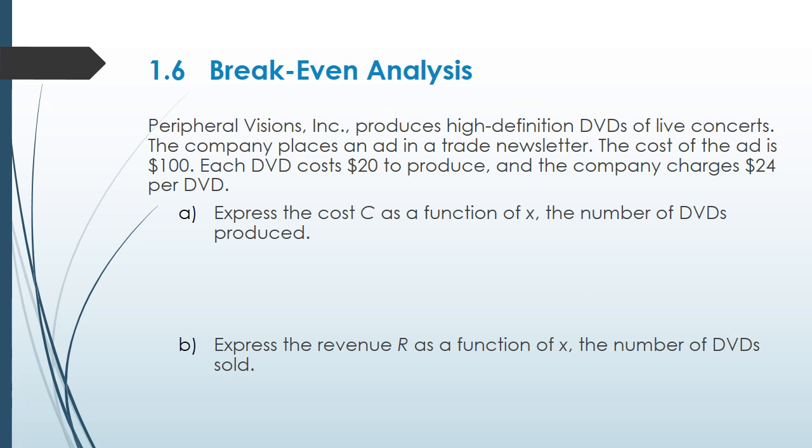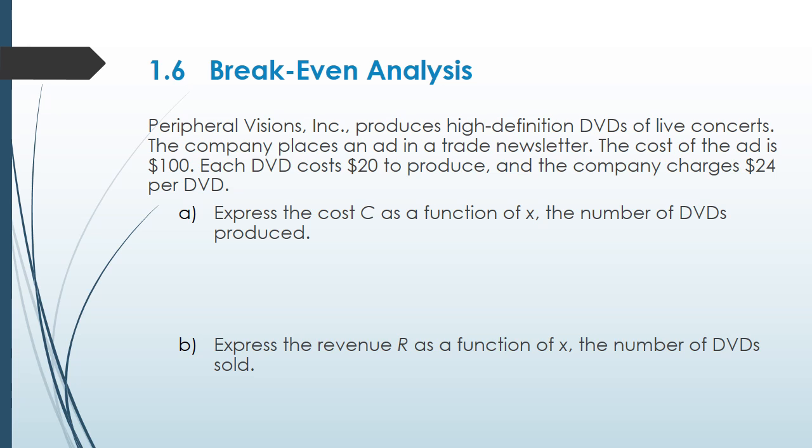Now let's look at a break-even analysis. This is an economics kind of problem. You have a company that produces high-definition DVDs of live concerts. They're going to put an ad in a trade newsletter. The cost of the ad is $100. Every DVD costs $20 to produce, and they sell them for $24.